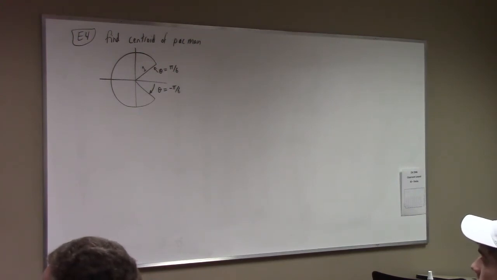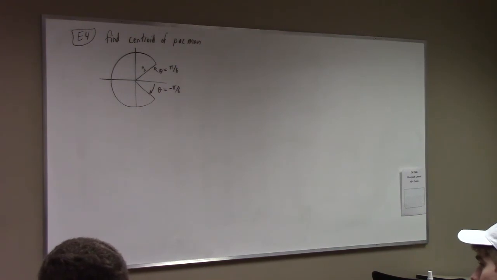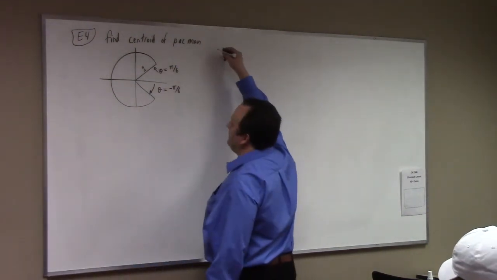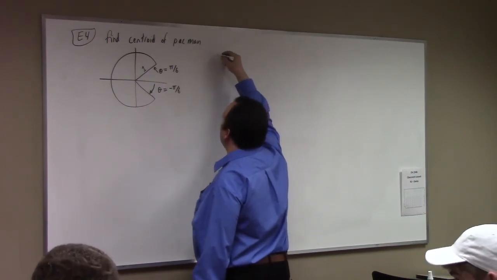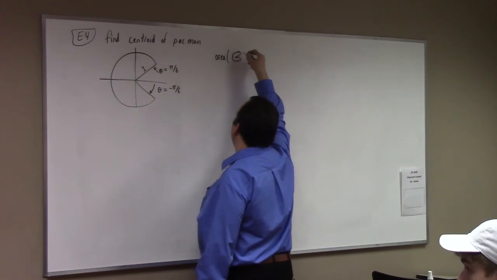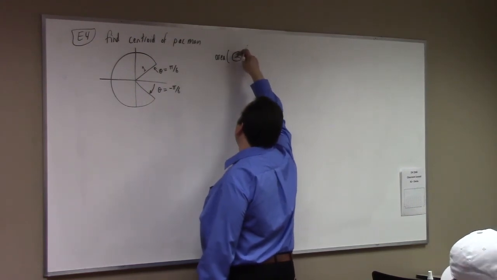To make a more sophisticated Pac-Man problem, add an eye that we have to remove. So the centroid of the Pac-Man. To calculate the centroid of the Pac-Man, you have to calculate, first of all, what's the area of Pac-Man? Oh, sorry, no eye.